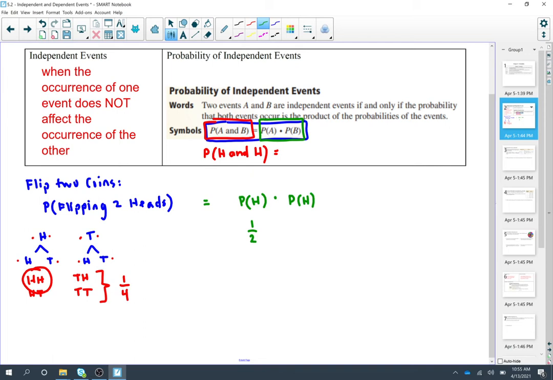So now I'm on my second coin. On my second coin, I have the same options. I could get a head or I could get a tail. So probability once again is 1/2. If we take 1/2 times 1/2, we get 1/4. Do you notice that these probabilities, whether I use a sample space or the rule of multiplying the two probabilities together, are the same? The reason they're the same is because flipping two coins are independent events.